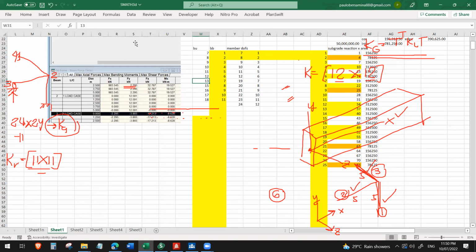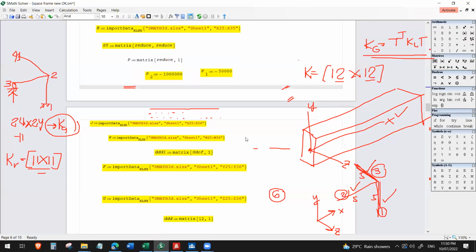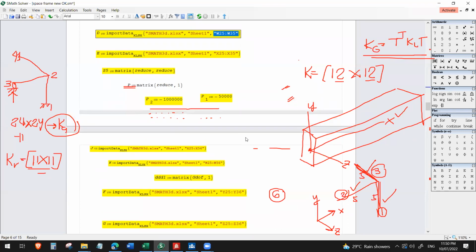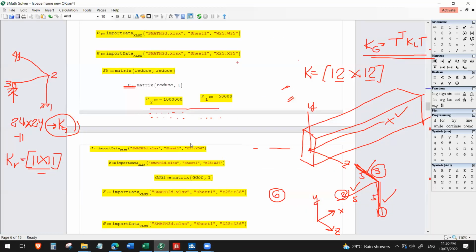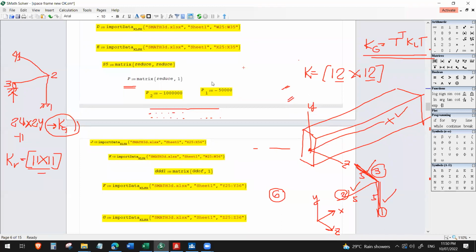So once you input that, SMAT will be extracting these values, no? So that's why they are important. You need to know their addresses, right? So it's WX from 25 to 35. So yeah, 25 to 35. Okay. And now S5 will be what we call the relative stiffness matrix.